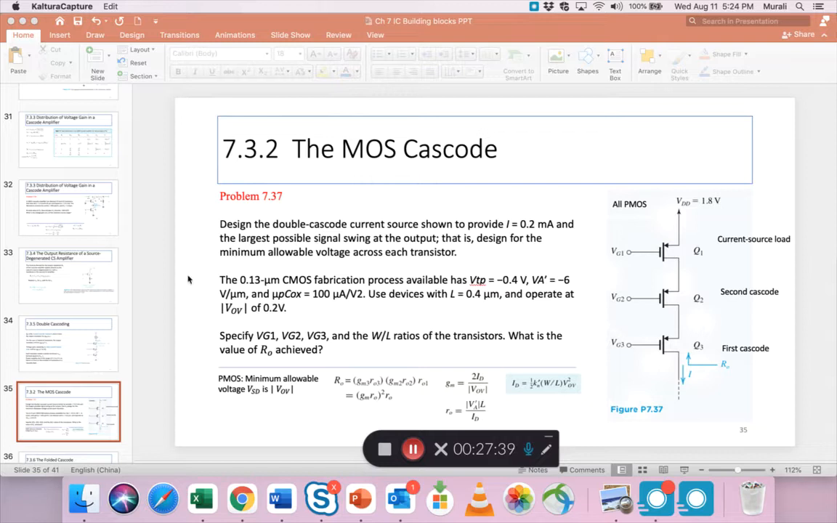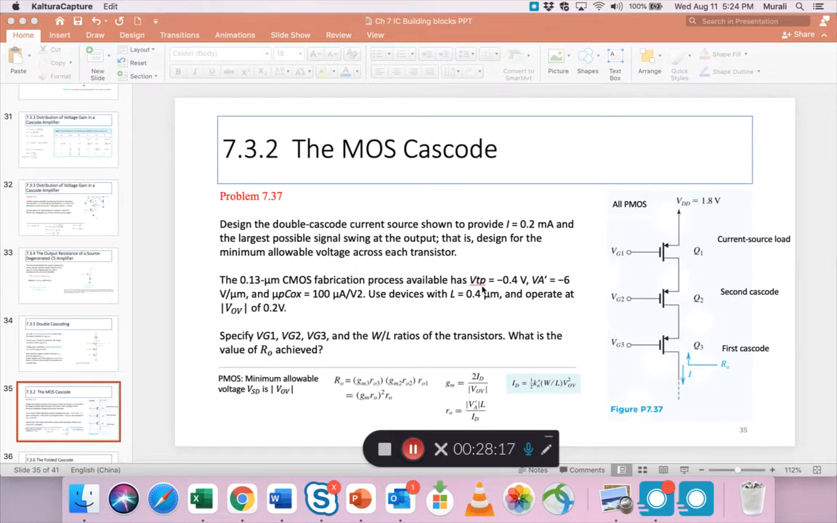Okay. So design the double cascode current source shown to provide 0.2 milliamps and the largest possible signal swing at the output. So how do you get the largest possible? He tells us himself, design for the minimum allowable voltage across each transistor. So the minimum across each V source to drain should be VOV, V overdrive, right? So that is one condition.